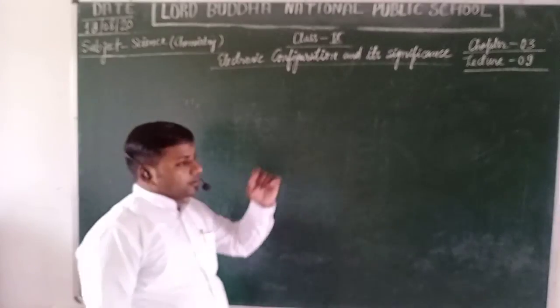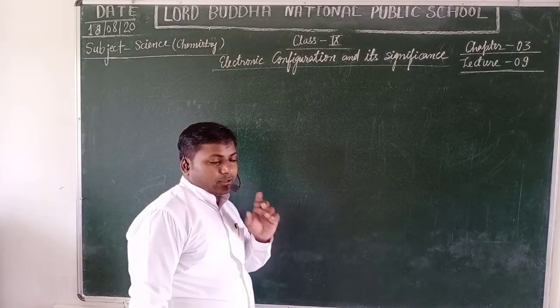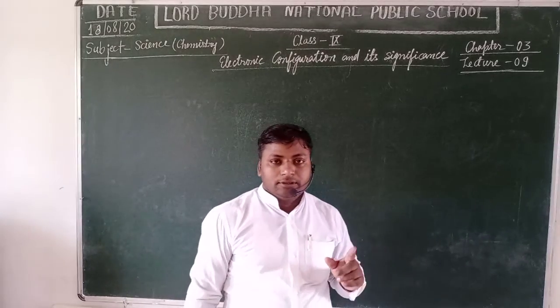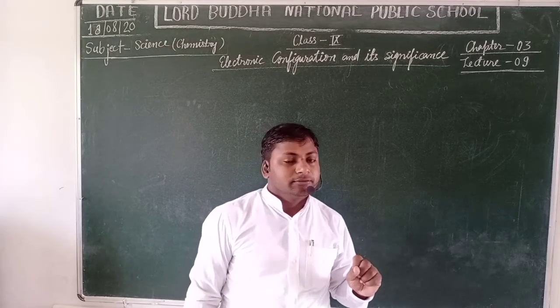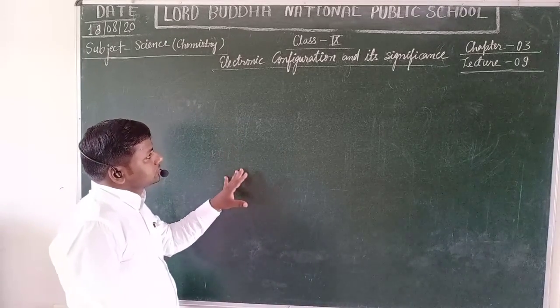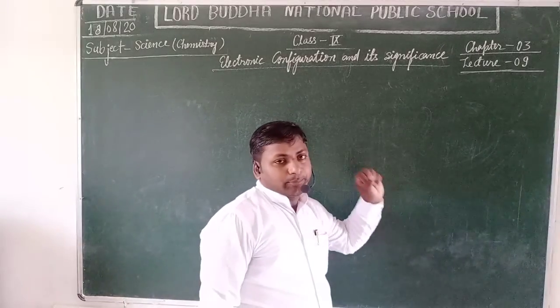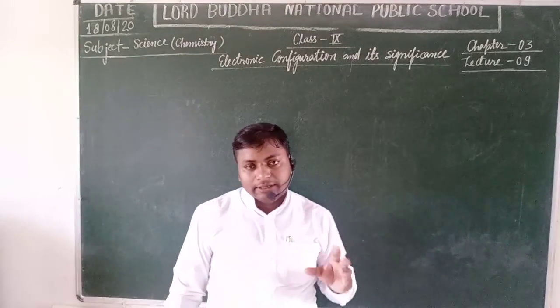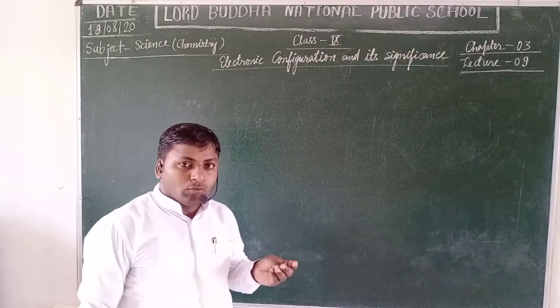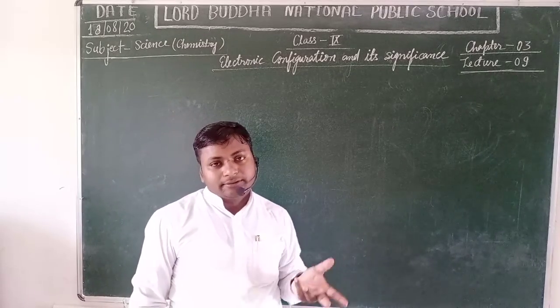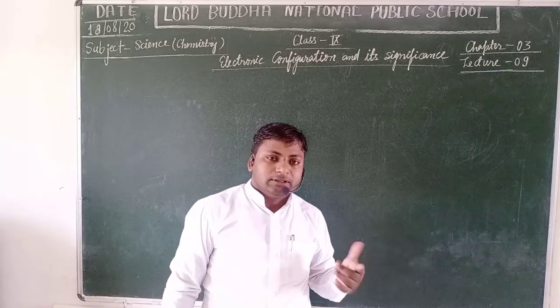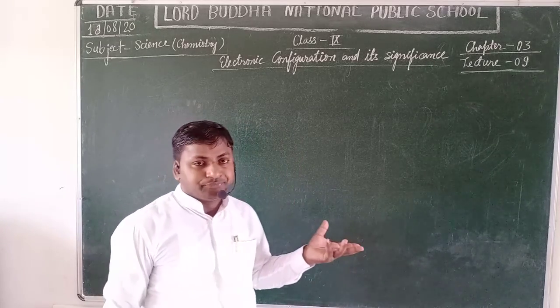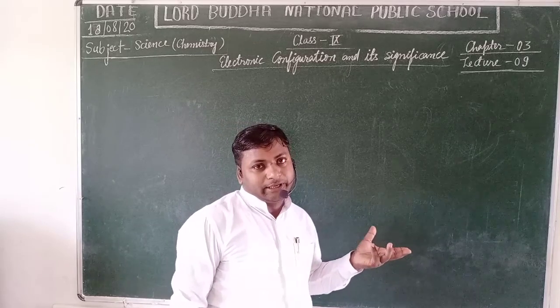Students, in the previous lecture we discussed the atomic number and atomic mass or mass number. Now students, to represent the electron configuration, there is a need to know how we can calculate the number of electrons, protons and neutrons present in an atom. Then we can easily determine the electronic configuration of elements.